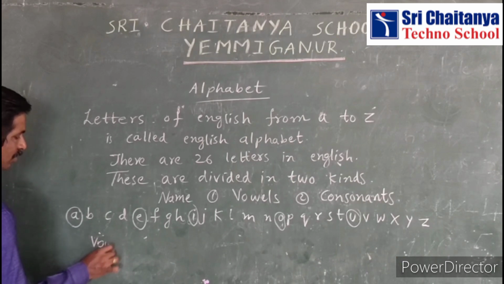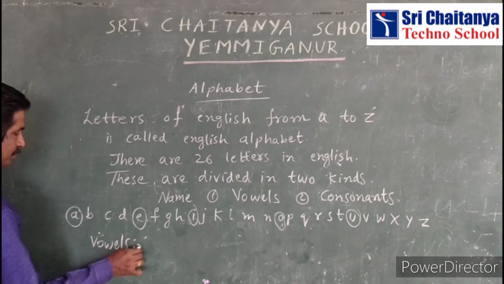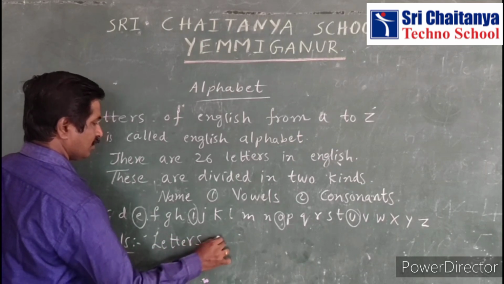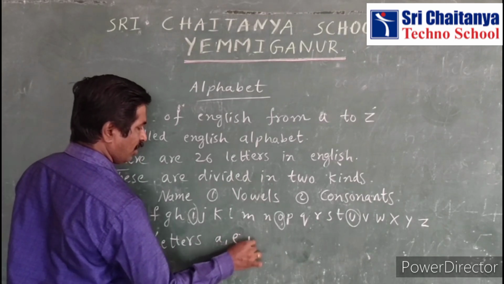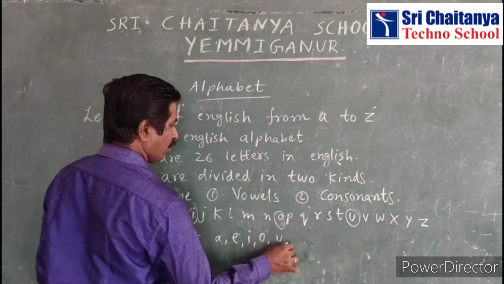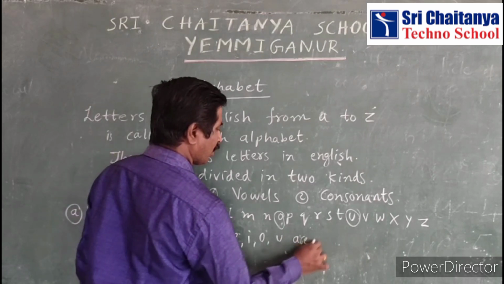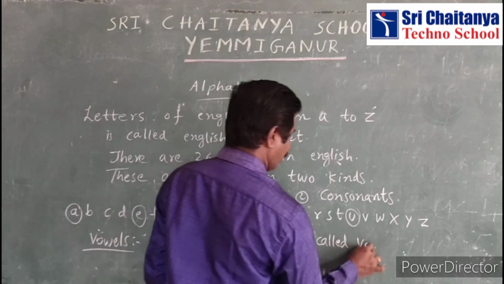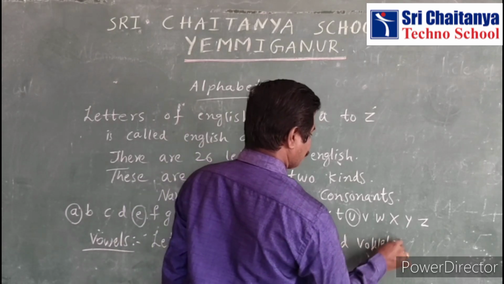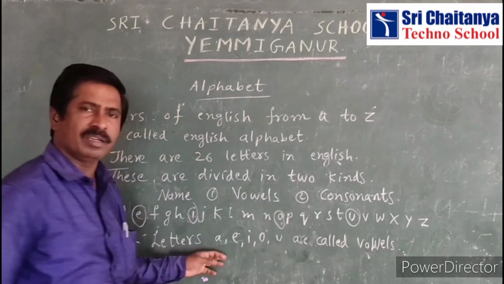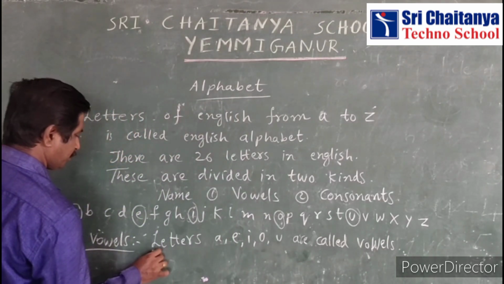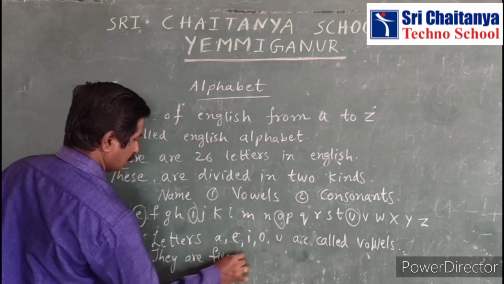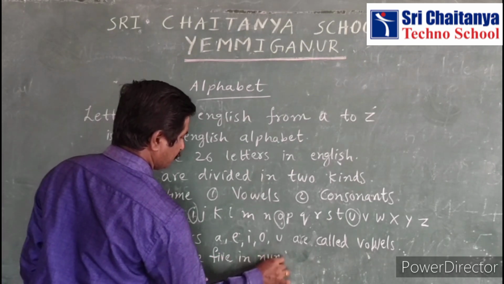The letters A, E, I, O and U are called vowels. How many are there in number? They are five in number.